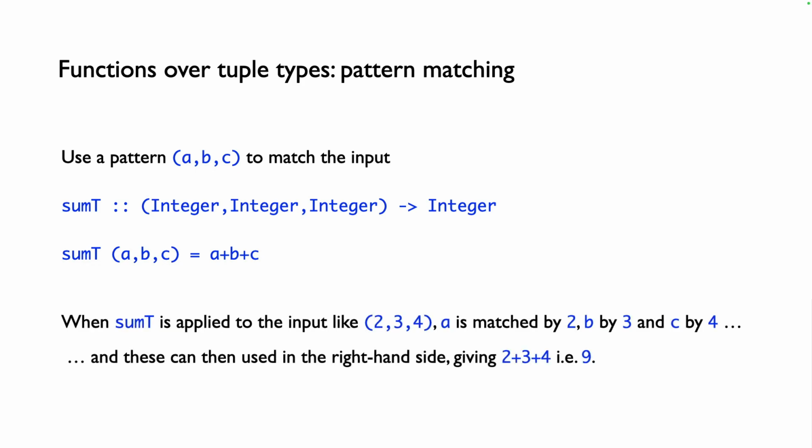So we directly say, on this kind of pattern, we know the input will be of that shape, and so we will match the variable A to the first element of any input, like 2. We'll match the variable B to the second element, 3, and we'll match the variable C to the final element, in this case 4. So A is matched by 2, B by 3, and C by 4. So in the case of taking sum t of the tuple 2, 3, 4, we will get the answer 2 plus 3 plus 4, which is 9. So we use this equation to calculate, just as we've done calculations earlier on.